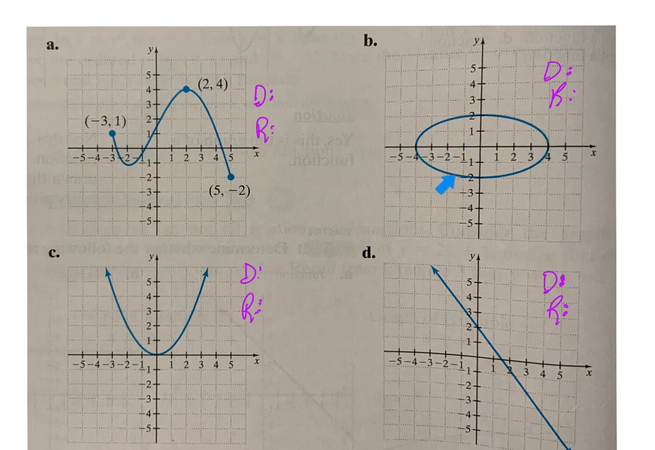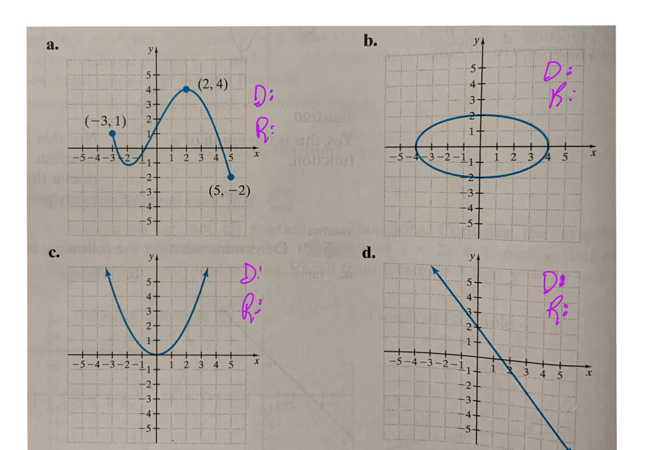The reason why it's not a function is if I pick 0 for my x value, here's my x coordinate, so I pick 0, my graph can be either 2 or negative 2. Since there's 2 different values for that x, this is not a function. This one is a function. This one is a function. This one is a function.